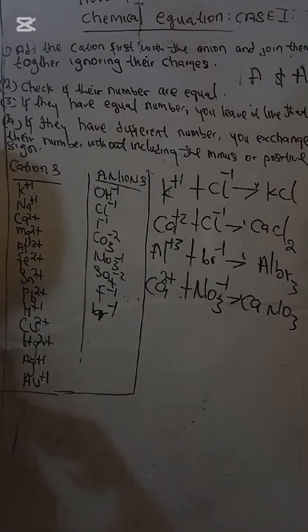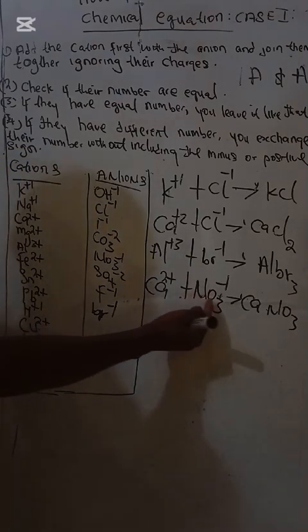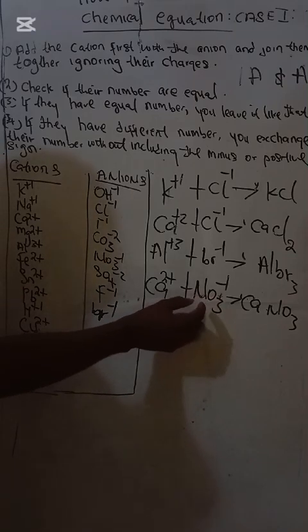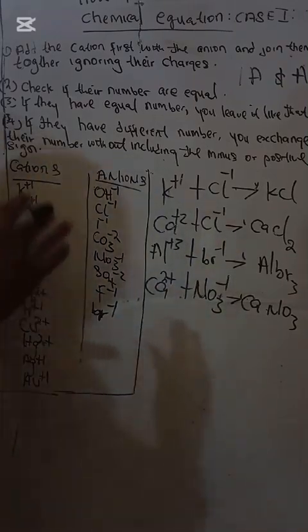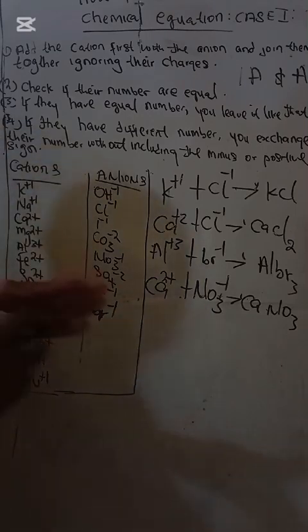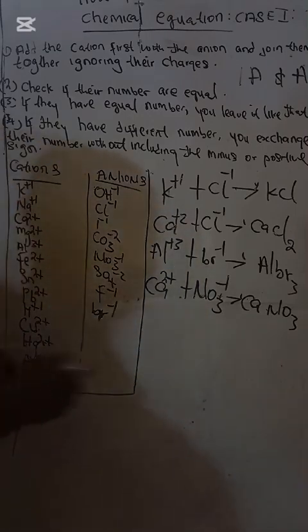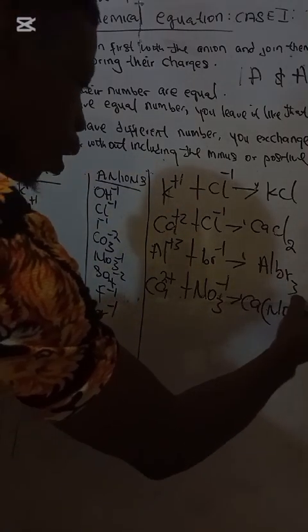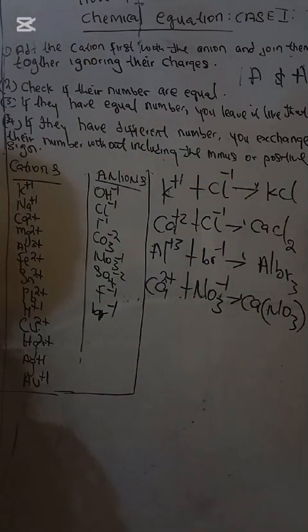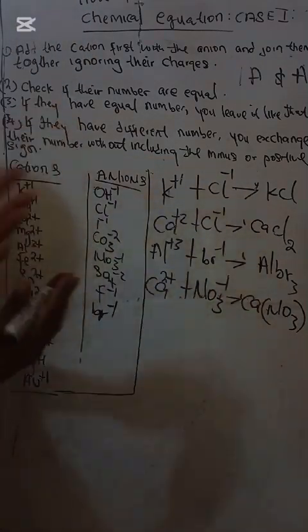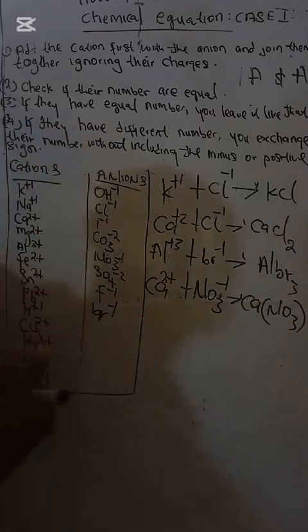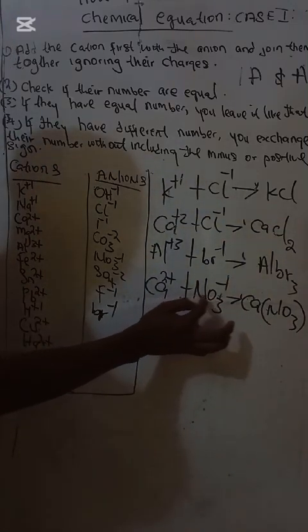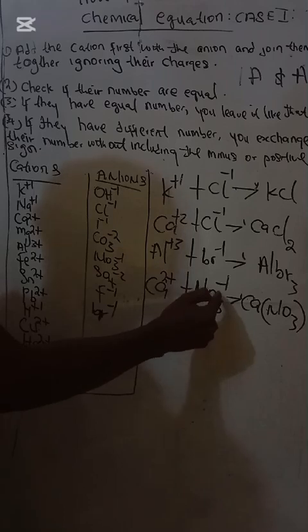So what am I going to do? Now, if you look at this anion, it is a combination of 2 elements, which are nitrogen and what? Oxygen. So before you exchange, you will put a bracket here. Do you understand? You put a bracket before you can now exchange the numbers. The reason is simply because these are 2 different elements. Look at this, nitrogen and what?